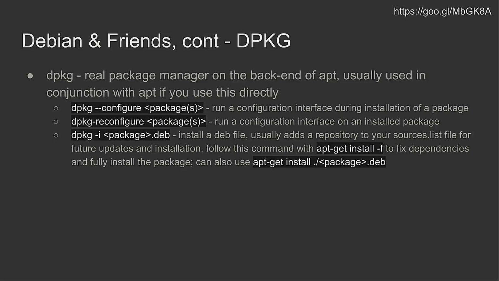Then you can also do dpkg -i to install a deb file. That's a Debian package file. It will typically add a repository to your sources.list, so another server for apt to go install from. You can also do the same thing with apt install ./ the deb package. If you do dpkg -i, you need to follow with apt-get install -f. That's to fix broken dependencies, things like that, and then fully install the package.